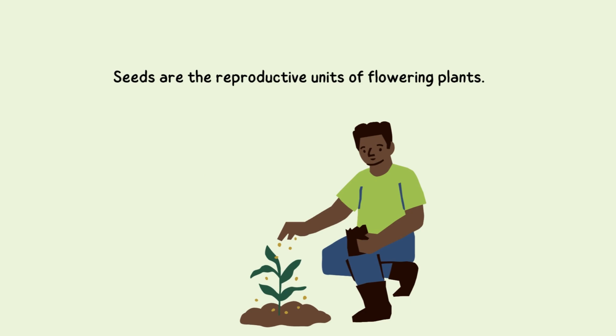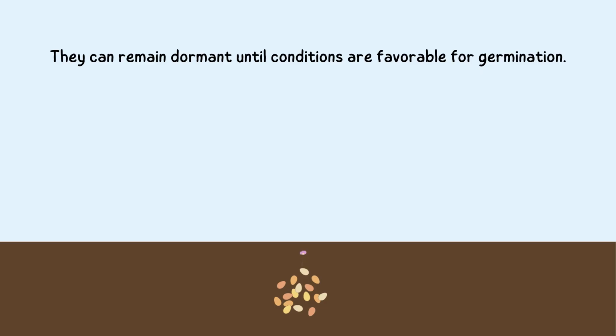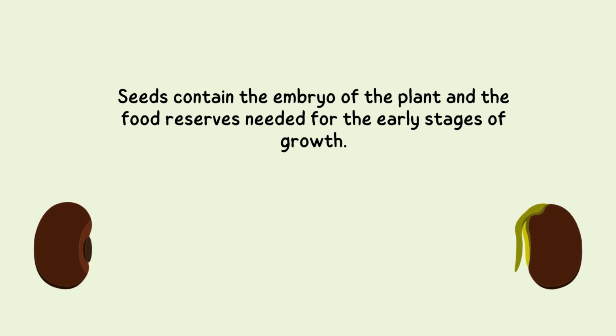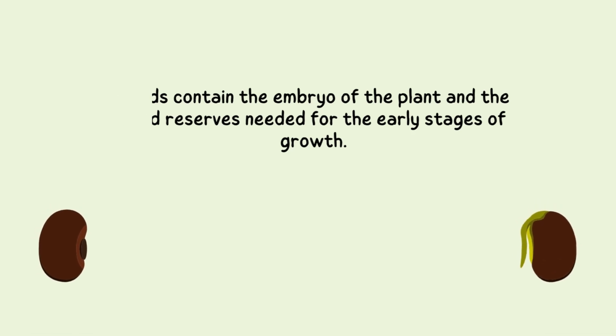Seeds. Seeds are the reproductive units of flowering plants. They can remain dormant until conditions are favorable for germination. Seeds contain the embryo of the plant and the food reserves needed for the early stages of growth.